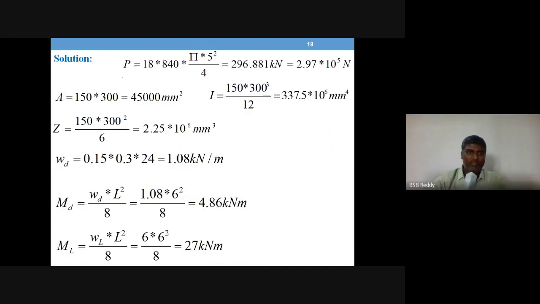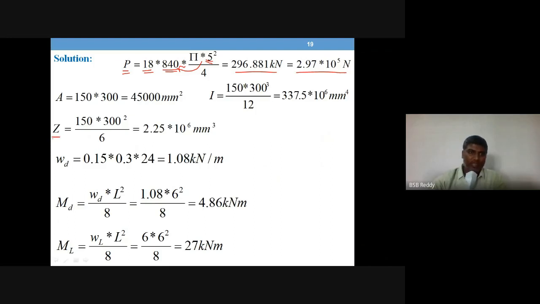Next, what is the pre-stressing force value, P value? So you have stress value into area of wire, which is pi d square by 4. Each diameter is 5 mm, same diameter, and total 18 number of bars are there. So that will work out to be 296.881 kilonewtons. So finally, in newtons, 2.97 into 10 power 5 newtons.